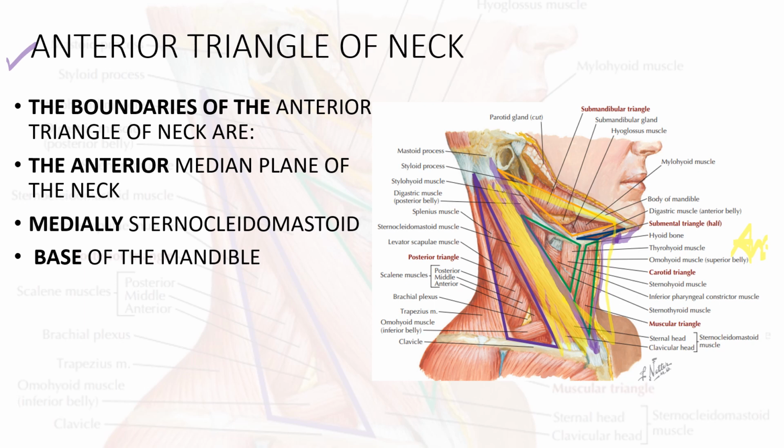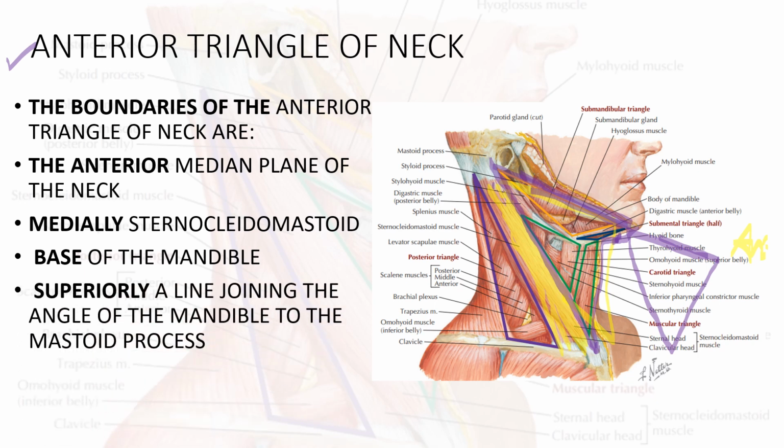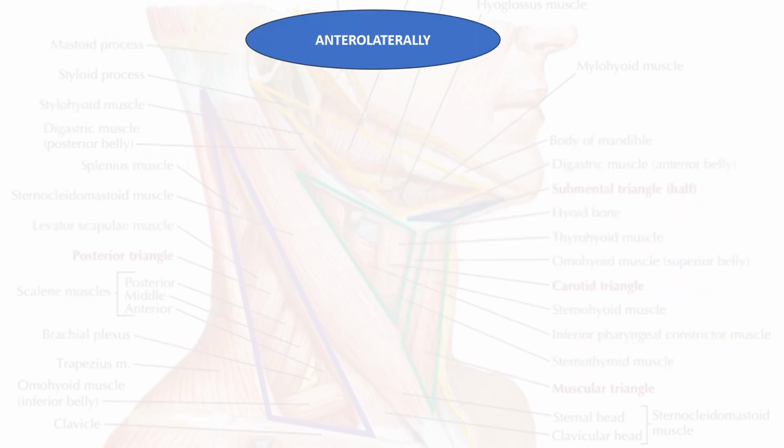You can appreciate, children, this is an inverted triangle. This is the base, like this is a triangular area. So this one is the base. The base is the base of mandible, and superiorly this is the line joining the angle of mandible and the mastoid process. So this area is the anterior triangle. Now this anterior triangle we will discuss in detail.